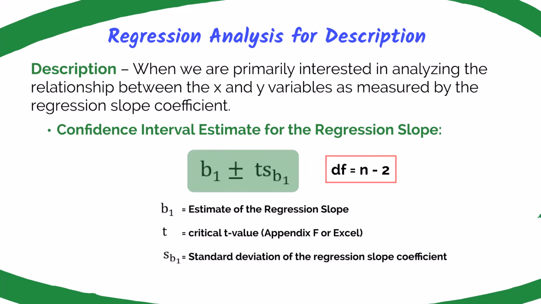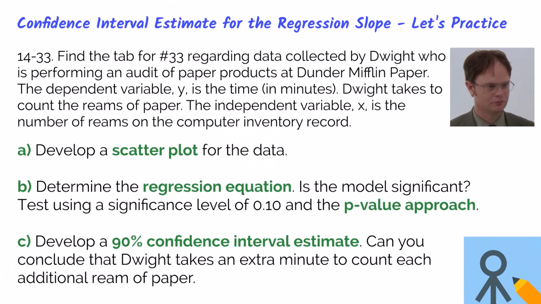So let's work through a practice problem. Here is problem 14-33 in the textbook. I'm using the specific numbers from the text, but your numbers in the homework will look slightly different. You can use the Excel file that I provided for this problem and look for the question 33 sheet. It's regarding data collected by Dwight, who's performing an audit of paper products at Dunder Mifflin Paper. The dependent variable y is the time in minutes that Dwight takes to count the reams of paper. Independent variable x is the number of reams on the computer inventory record.